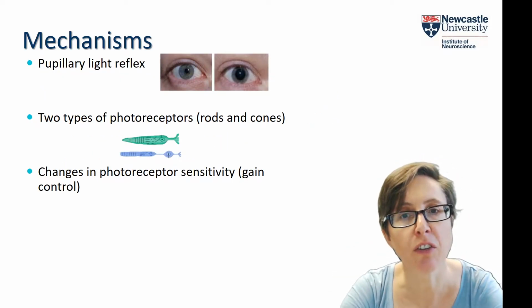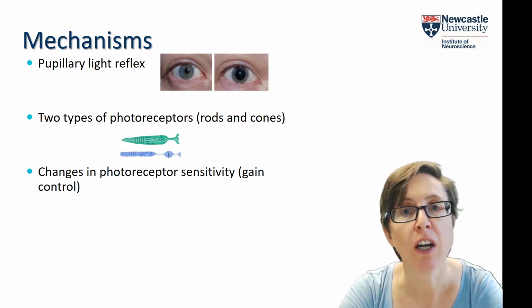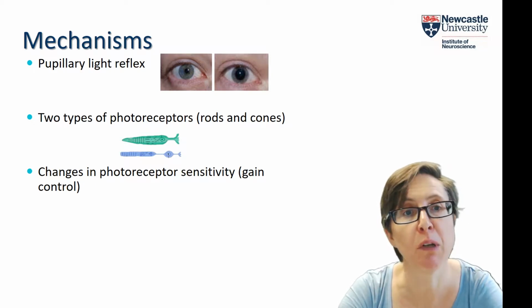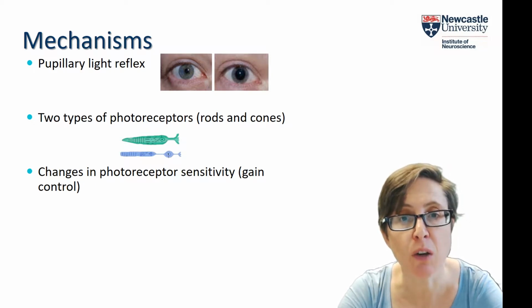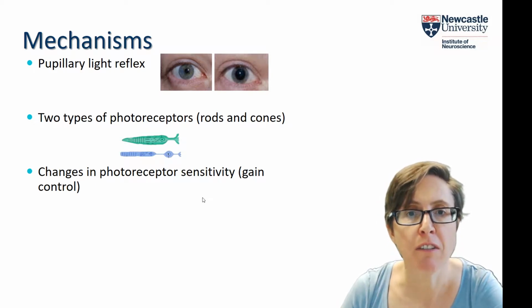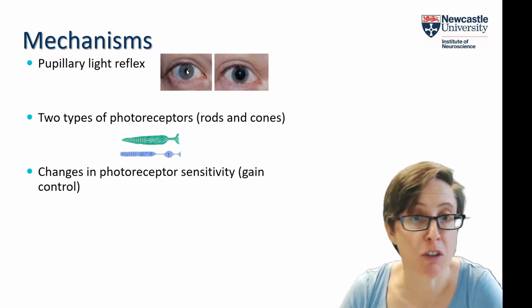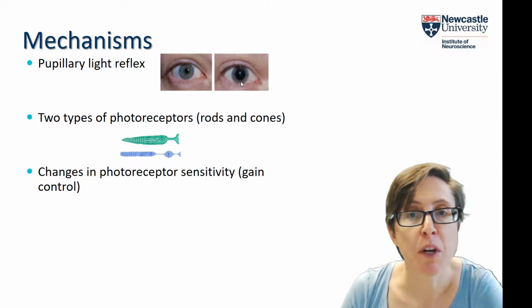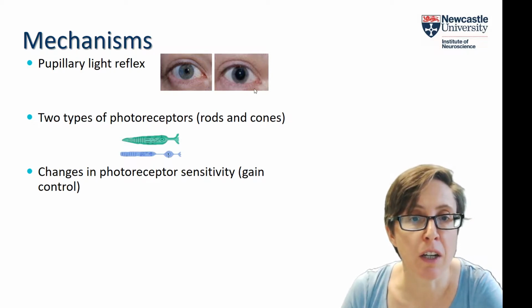So how does our visual system achieve this sensitivity, this wide dynamic range? It has several mechanisms, one of which is simply mechanical, the pupillary light reflex. So as you know, in bright light, your pupil closes right down so that there's a very small aperture allowing a very small amount of light in. In dark, dim light, the pupil will open up to allow more light to enter the eye.